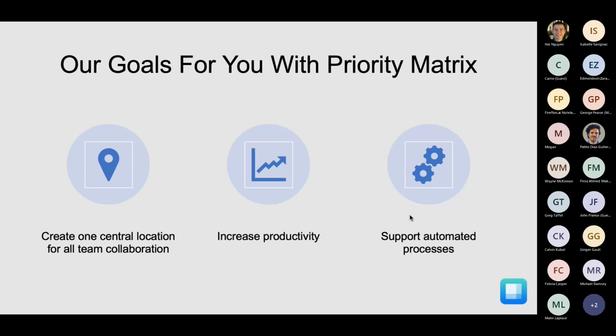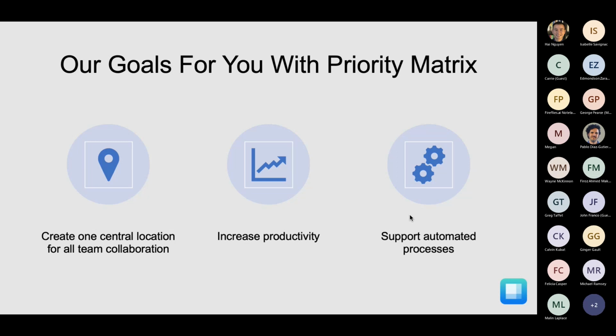So first and foremost, one of the biggest goals is to help you and your team create just one central place for that team collaboration. There's a phrase that really stuck with me, which Pablo actually shared with me a couple of weeks ago, that was, nothing kills productivity more than context switching. And ever since I heard it, I honestly can't get it out of my head because I think it's so true for myself. And really a lot of people that come to Priority Matrix, they just want everything in one central place.